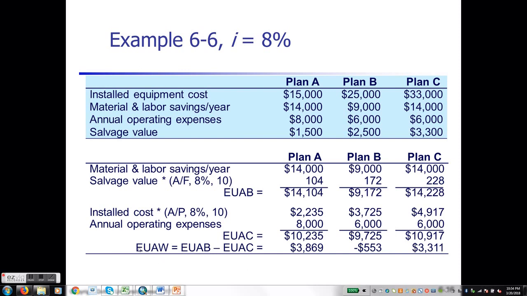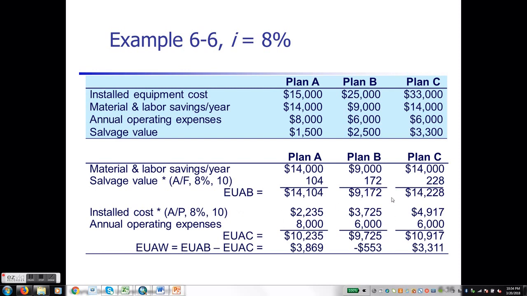3,311. As we remember, we want to maximize the equivalent uniform annual worth. So we're going to decide for this one. Okay? This is very important because we are deciding for the highest, which is this one. Correct? Now, imagine that we only have focus, this is an example, in only the equivalent uniform annual cost. So you know that it's minimizing, correct? So what we're going to decide? We're going to decide plan B, because this plan B has the lowest.